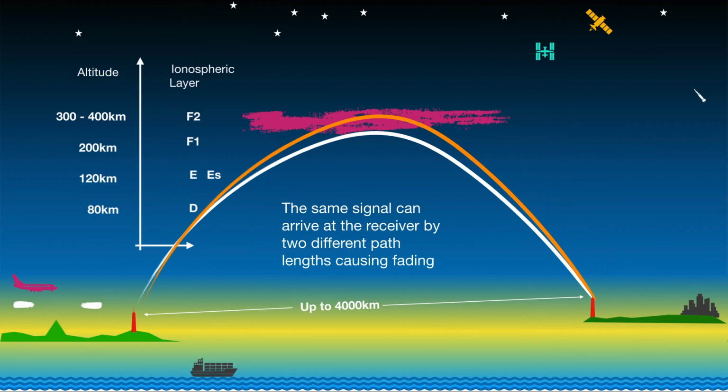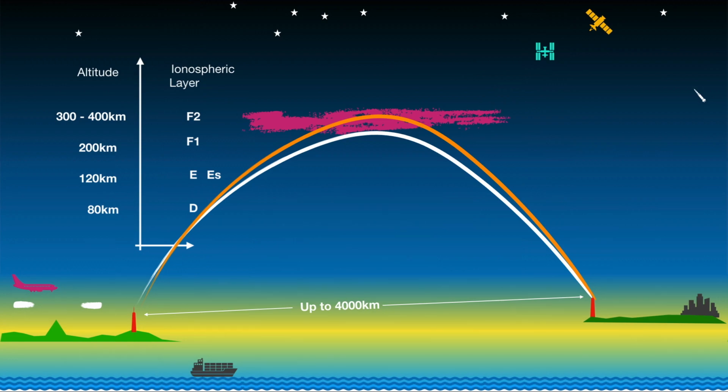And this effect can happen either rapidly or slowly over time. And this is fading. And here we've shown a second hop taking place. 4,000 kilometers for the first hop, and that would be received by the first receiving station. But 4,000 kilometers later on, other people will also be able to receive it.